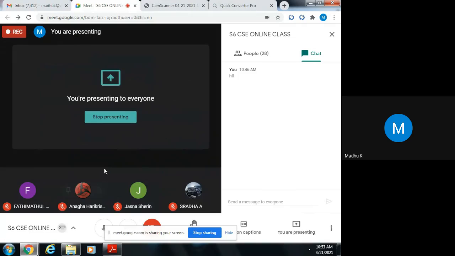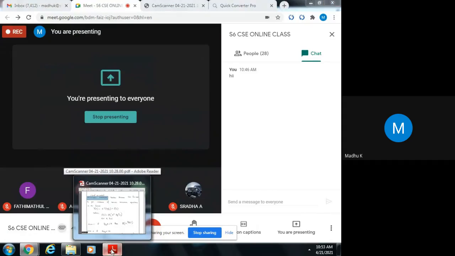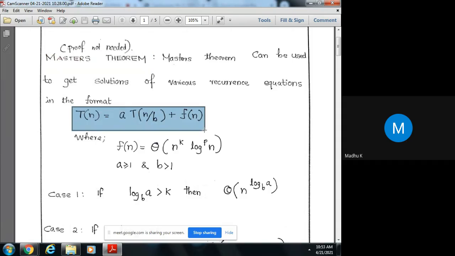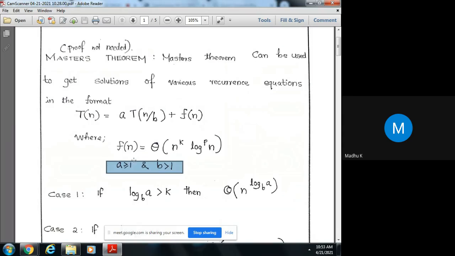So what is the use of master theorem? For solving this type of recurrence equation, if these conditions are satisfied, then we can use master theorem. Basically these are dividing functions, recurrence equations which use a divide and conquer strategy, for example merge sort, quick sort, etc.